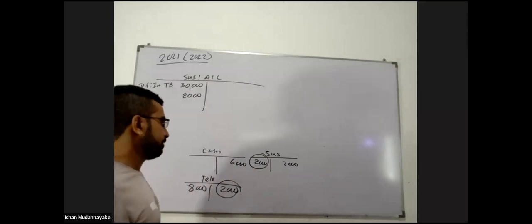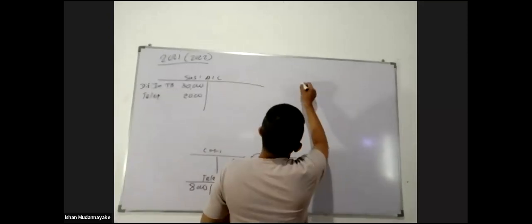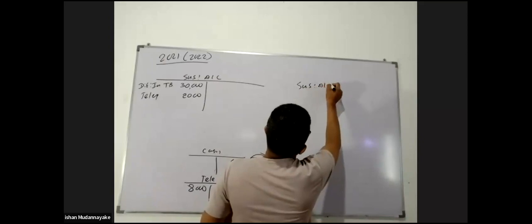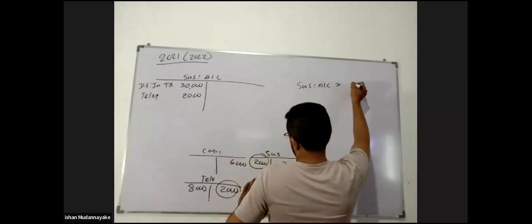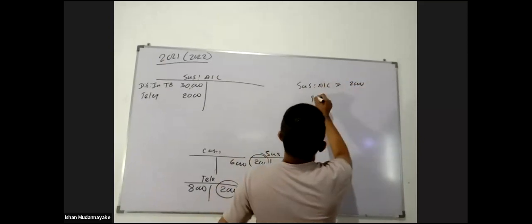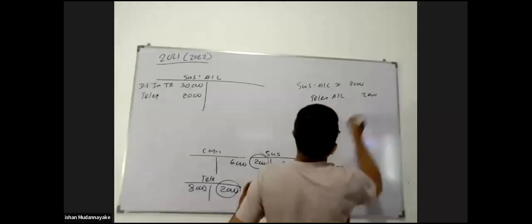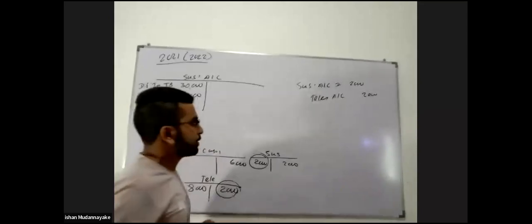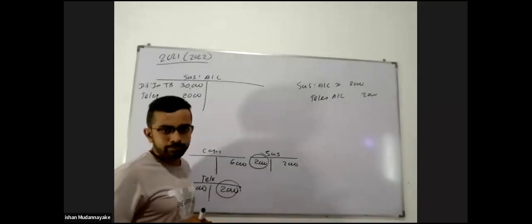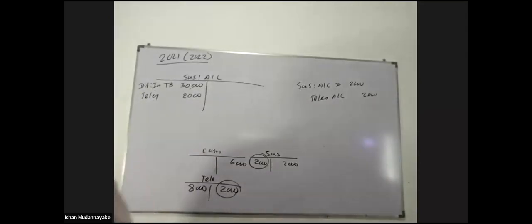That's a double entry in the general journal, students. Suspense account debit 2,000, telephone charges account, sorry, credit 2,000. That should be the double entry. Ramisha, is it clear? Clear. Right, next one.